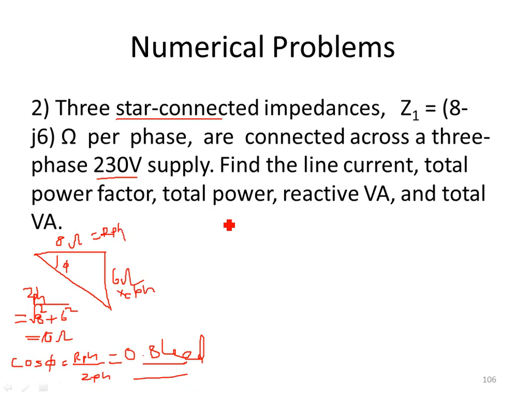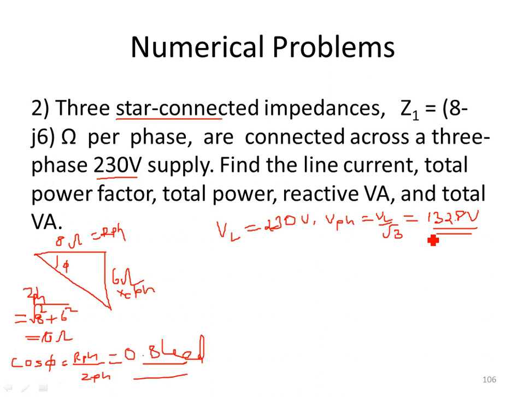Now you need to find the phase current and phase voltage. In the case of any three-phase connection, unless specified, the given supply is line voltage. So line voltage is given as 230 volt. In the case of star connection, what is phase voltage? Phase voltage is line voltage by root 3. Line voltage is 230, so it is 230 by root 3. 230 divided by root 3 gives 132.8 volts.